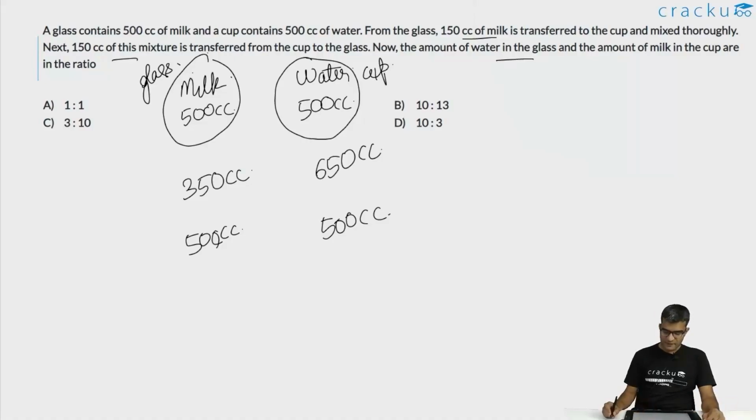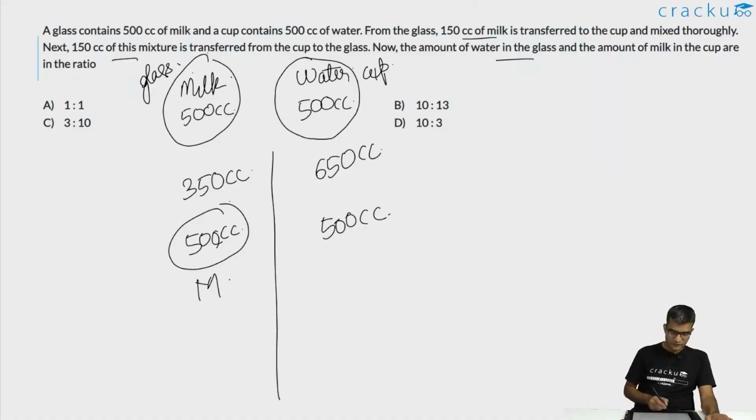Now what is the amount of water in the glass to the amount of milk in the cup? This is the ratio we are going to calculate. Now if you think about it, this 500 cc is a mixture. It has some milk. Let the amount of milk be M. Therefore, the amount of water will be 500 minus M, because that is the total volume in the glass. The total volume in the glass is 500 cc. Suppose it contains M cc of milk. The remaining will be water, which is 500 minus M.